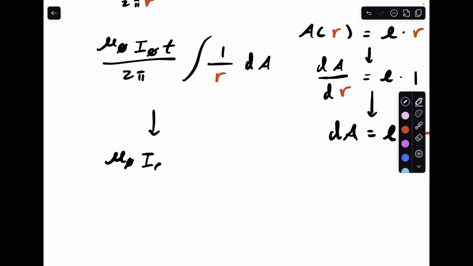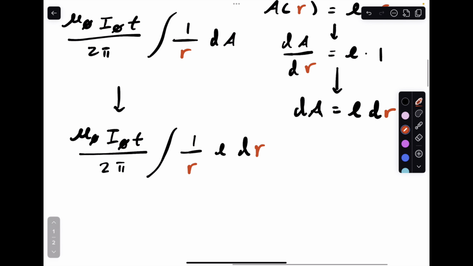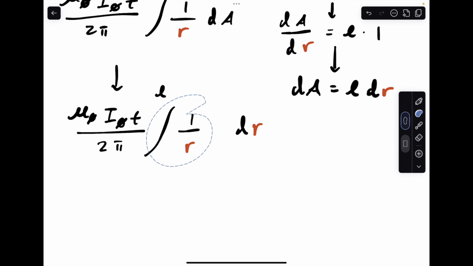I'll rewrite my constants on this left side, 2 pi, integral 1 over r L dr. And I hope that made sense. Please let me know if you have any questions about that. But I know L is a constant, so I can just move that outside of the integral.